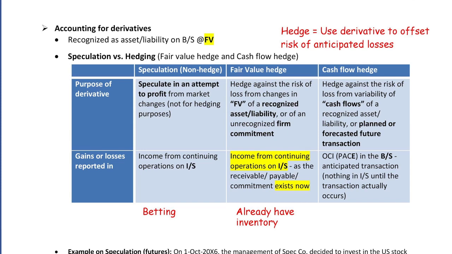Next column, we're looking at cash flow hedge. This is hedging against the risk of loss from a planned or forecasted future transaction but not yet a legal commitment. Gains or losses, they go to highlight OCI pays in the balance sheet. Highlight nothing in income statement until the transaction actually occurs. And write plan to buy inventory.